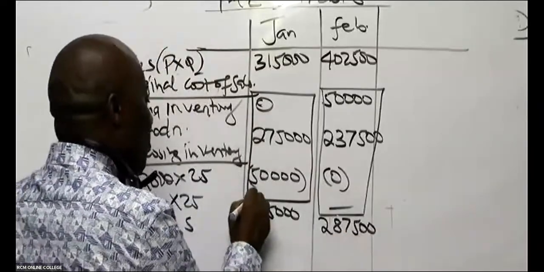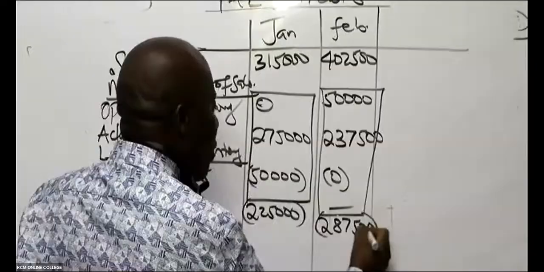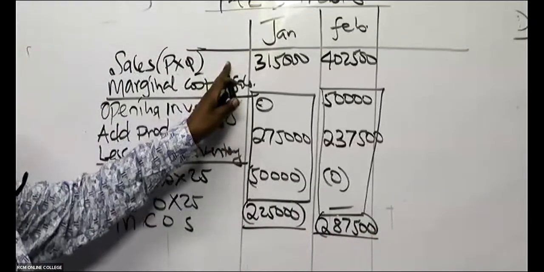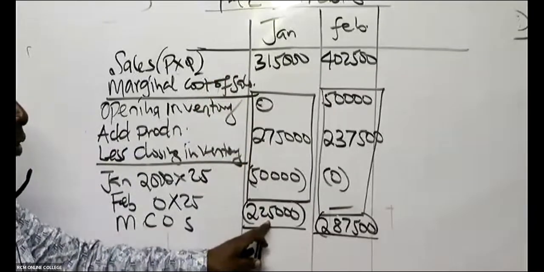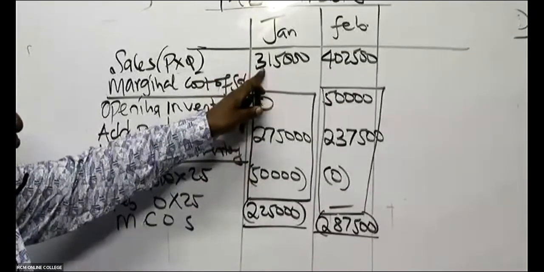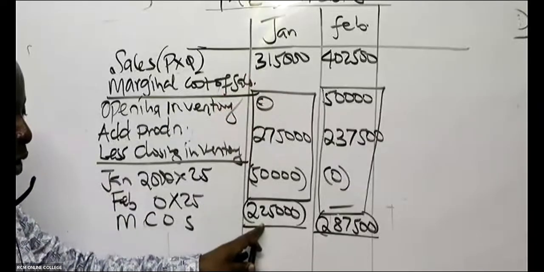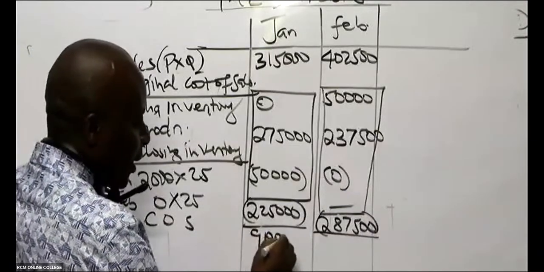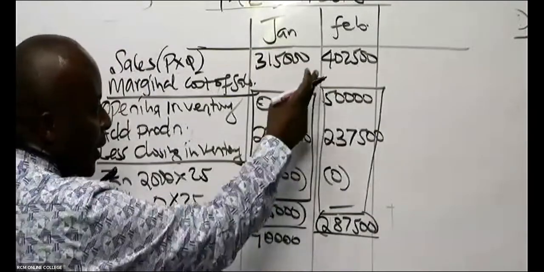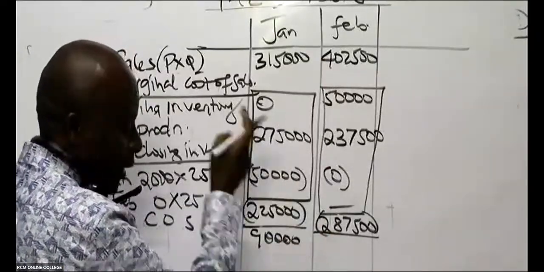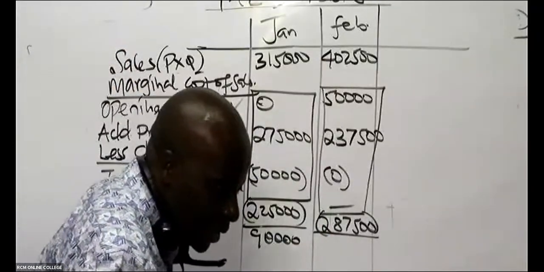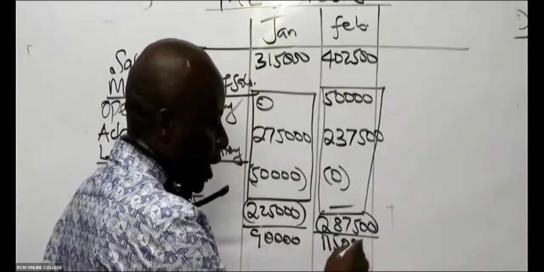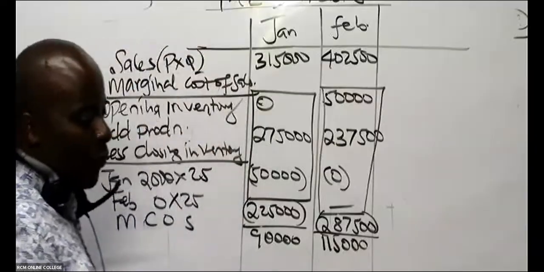Now this marginal cost of sales, you subtract them from your sales revenues. So whatever you've gotten here, you subtract from the sales revenue of January. So 315,000 minus 225,000. What are we getting there? 90,000 here. How about in this case here, the second one, 425,500 minus 287,500. How much are we getting? 115,000. Is that okay? My online students have also confirmed.